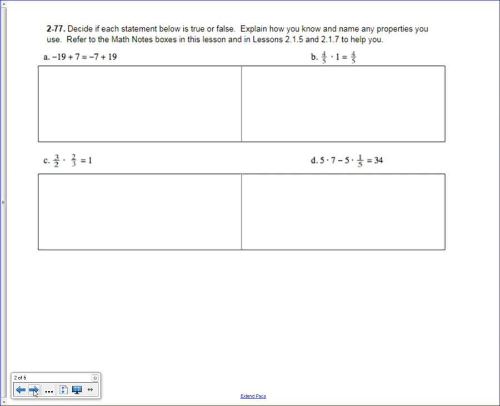Okay. Problem 277, decide if each statement below is true or false. Explain how you know, and name any properties you use. Refer to the math notes box. So we want to decide if it's false or true and why. So part A is false. They flipped them around, which is the commutative property, but they changed the signs. So you can't change the signs of the numbers.